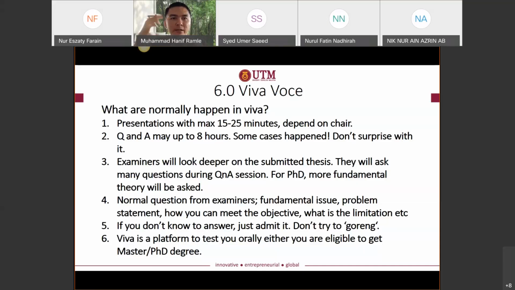Okay, so I have to explain in front, write the equation on the board, and explain one by one. Okay, so this is the experience that I can share. Number 4, normal question from examiner, fundamental issue, problem statement. Okay, same goes to proposal defense. Number 5, if you don't know the answer, just eliminate.